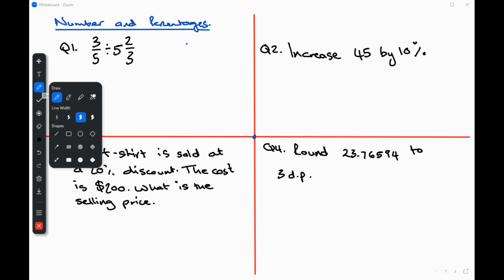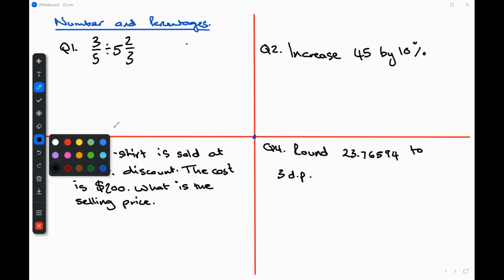All right, let's go through the first question over here. Okay, so I've got to divide two fractions. So let's jump into this first one here. The first fraction, I'm gonna keep it as is, so 3 over 5.